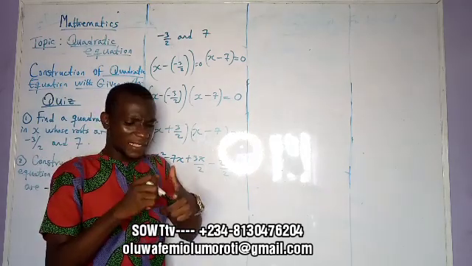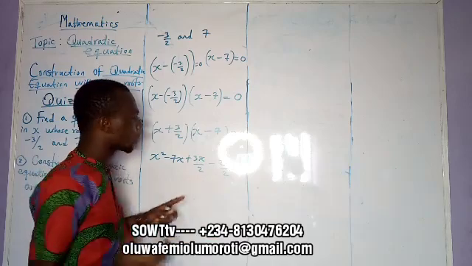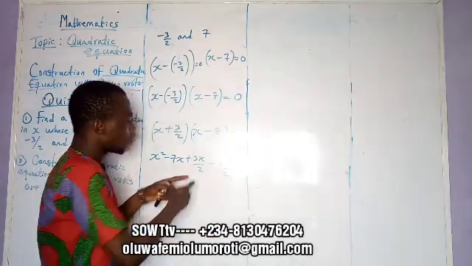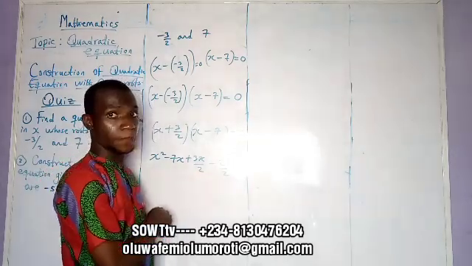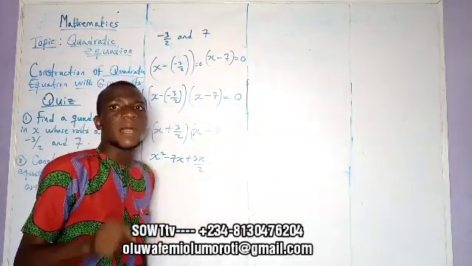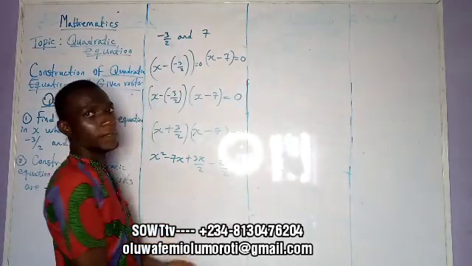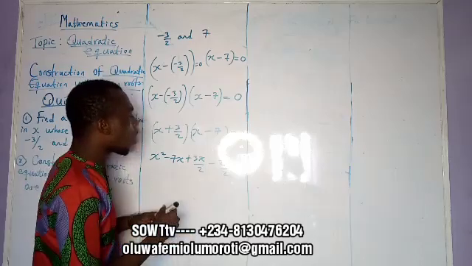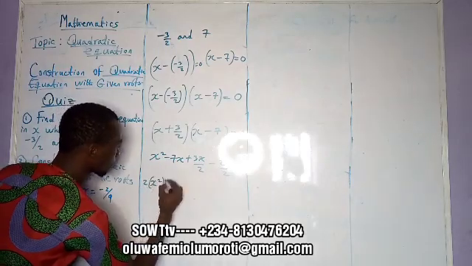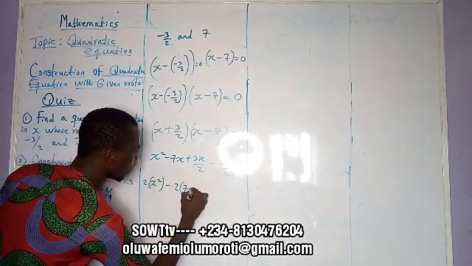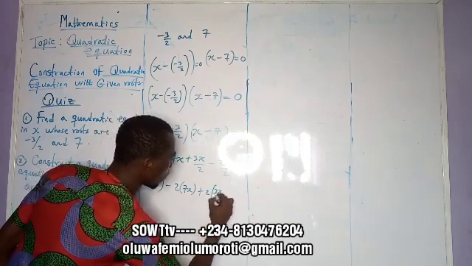But you may still want to ask, Master, what if we have 2 different values as our denominator, like 2 and 4? Yes, just take note of the LCM of them. The LCM of 2 and 4 is 4. Then you multiply all through by 4. But here, the LCM of these two values is 2. Multiply all through by 2. So we have 2 in bracket of x squared minus 2 in bracket of 7x plus 2 in bracket of 3x over 2.